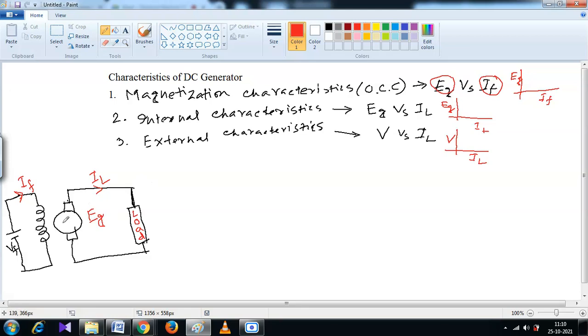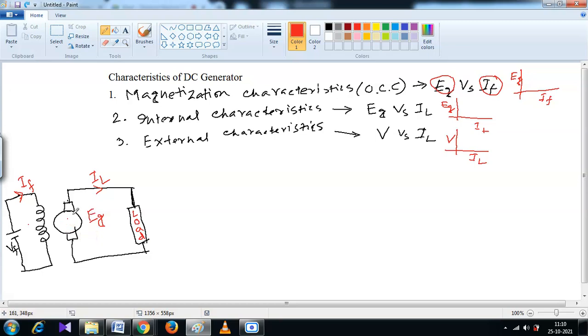Separately excited. So first we excite the field coil by flowing the field current IF. Then the armature rotates with a speed so that a voltage is produced here. And how much voltage is produced here?